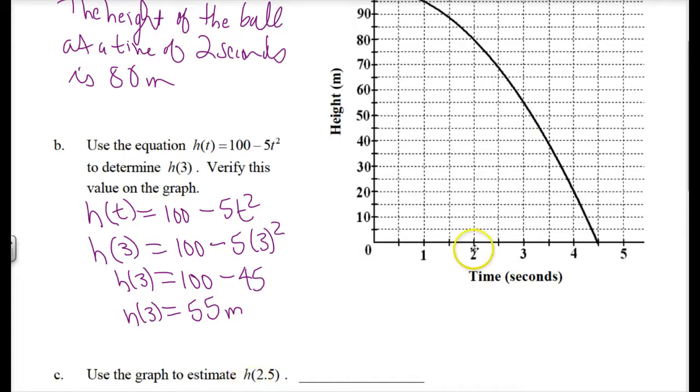Use the graph to estimate h of 2.5. Here's 2.5. Go to here. And you can see we're just shy of 70. So I'm going to say maybe 68 meters.